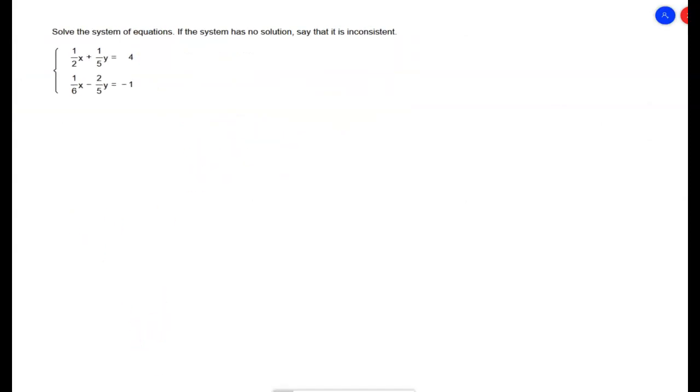So the first thing that I want to do when I'm dealing with fractions and equations is I want to multiply each equation by the LCD of that equation, the least common denominator. So the first equation would be 10, because that's the smallest number that both 2 and 5 divide into. And in the second one here, that would be 30, because that's the smallest number that both 5 and 6 divide into. And one way to check is you take the larger number and you keep taking multiples of it until the smaller number will divide into it.